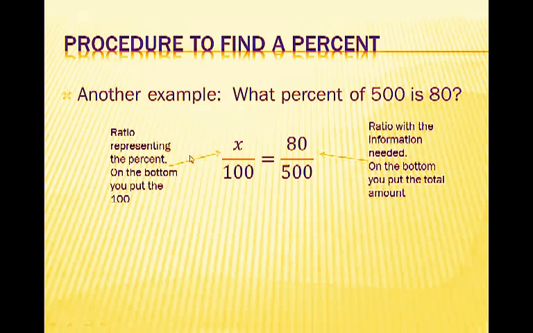So on the left we have the ratio representing the percent. On the bottom you put the 100 again. On the right hand side, the ratio with the information needed. On the bottom you put the total amount. Again, you use the cross product, and the answer is 16. So 80 is 16% of 500.